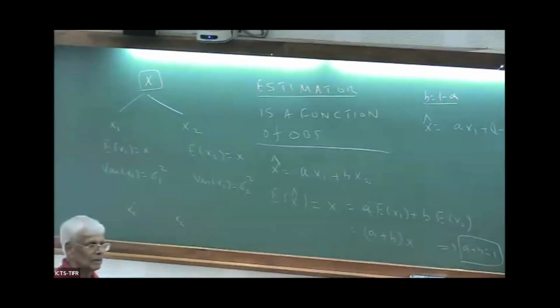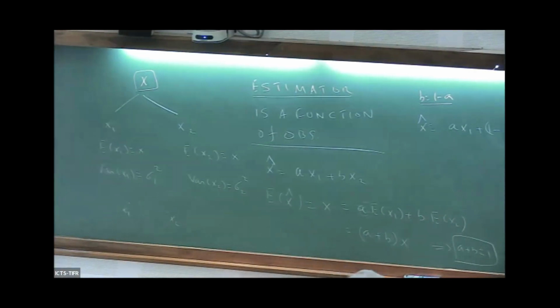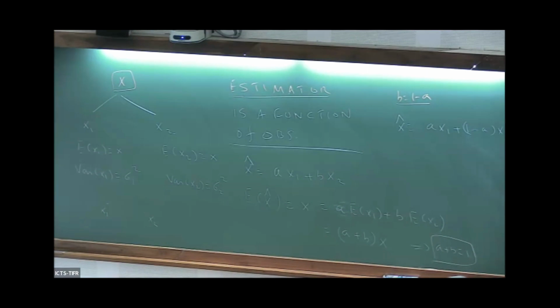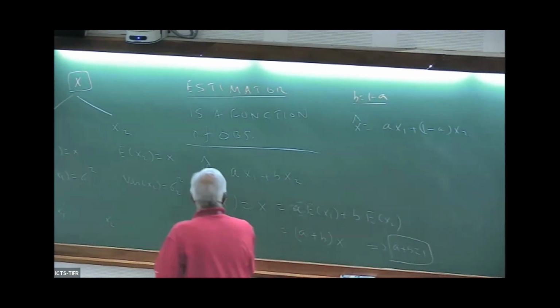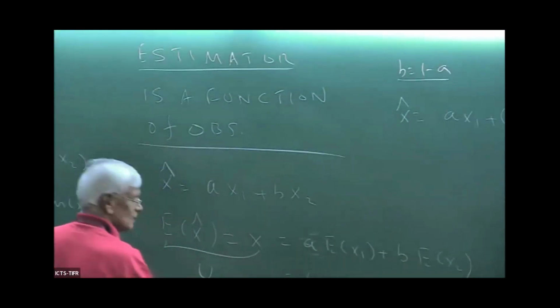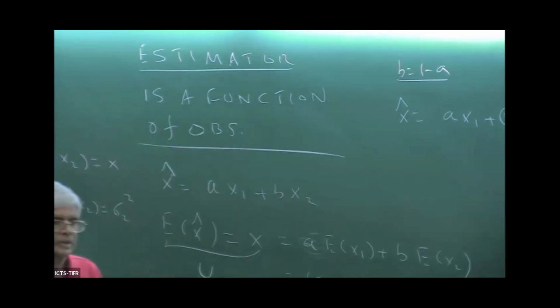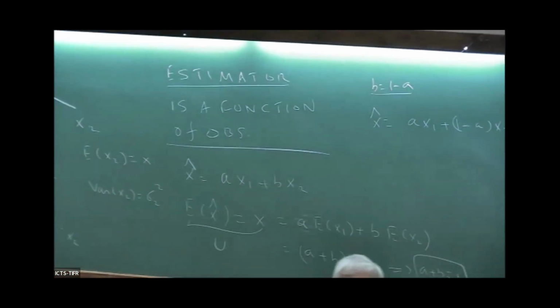Academic life. How did the expectation of x hat become x? What's that? That is the requirement for unbiasedness. That's a good question. x hat is an estimate. For that estimate to be unbiased, its expectation must coincide with the unknown.